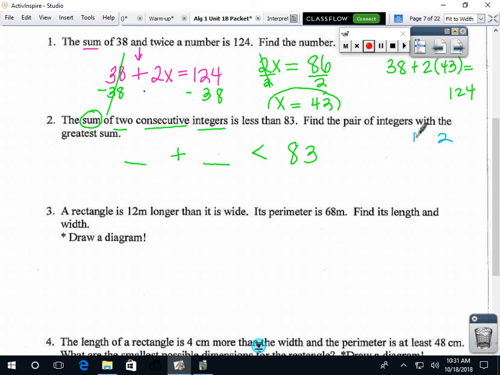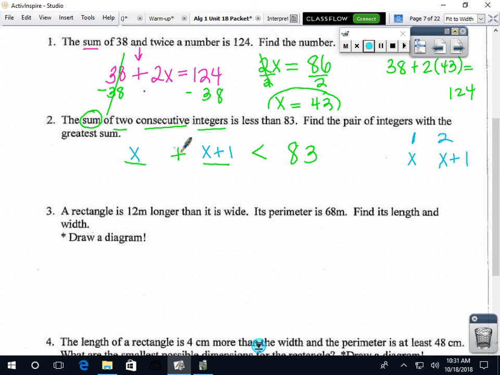Well, if I call 1 x, then 2 would just be x plus 1. Okay, let me say that again because I know that's confusing. If I say that I'm going to assign 1 the variable x, so you got to look at this x and think 1 in your head, okay? Everybody look at the x and think 1. Isn't 2 just 1 plus 1? So it's x for the first integer plus x plus 1 for the consecutive integer after that. 1, and then 1 plus 1 is 2.